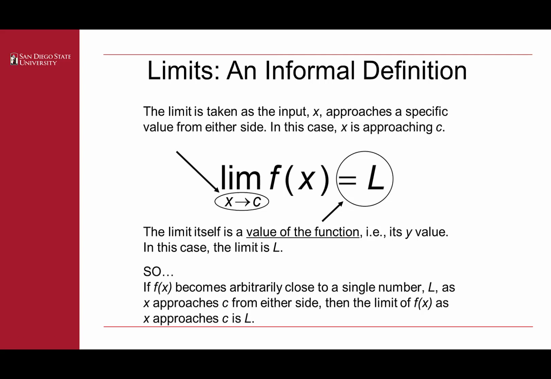But this outcome may not be reachable for any real number other than positive or negative infinity. That might also be the case. So if f of x becomes arbitrarily close to a single number L as x approaches c from either side, then the limit of f of x as x approaches c is said to be L.